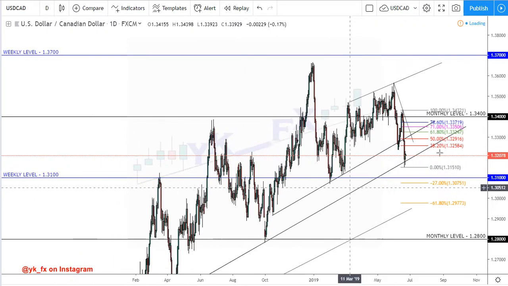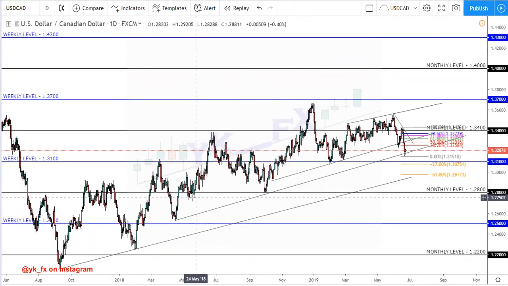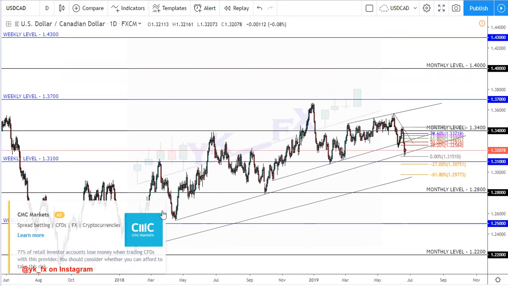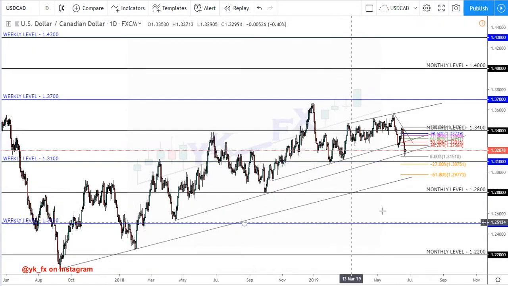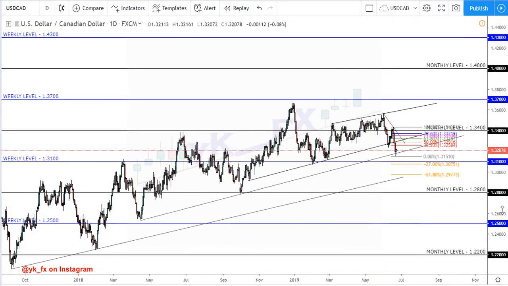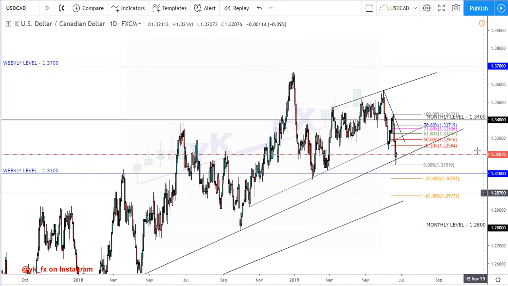USD CAD's been very confusing at the moment, and my chart kind of reflects that. I like to keep my charts very clean and tidy most of the time, but at the moment with USD CAD there's so many trend lines that are holding or not holding. I've put them all on there so I can show you very clearly, or almost very clearly, what's going on.